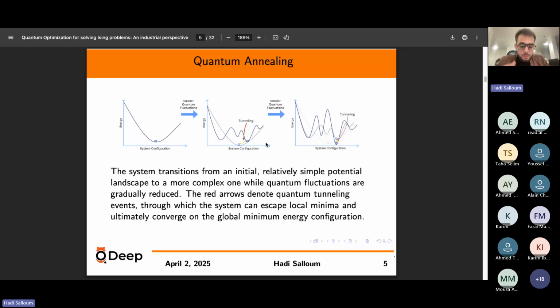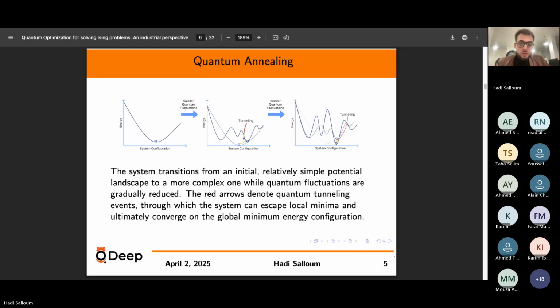When we make it smaller and smaller, the landscape of the problem becomes much more complex, and the solution will be very hard for classical methods to reach, because we need quantum tunneling to escape from local minima.